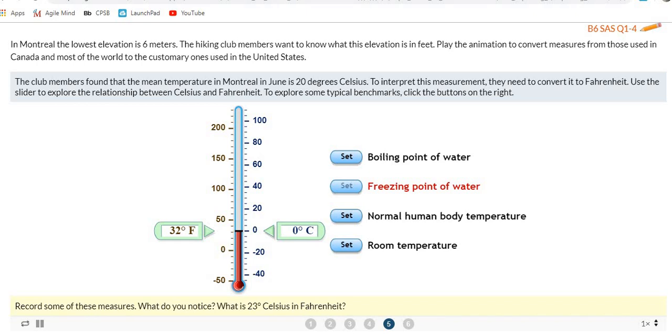Anybody know what the normal room temperature is? 75. 65? 75. Reading 68 in here on my clock. We're looking at room temperature right now. They said normal room temperature is 68 degrees Fahrenheit or 20 Celsius. We're at normal temperature right now.